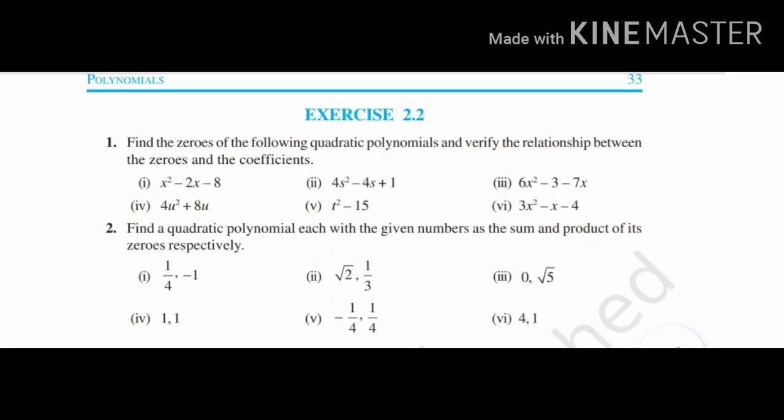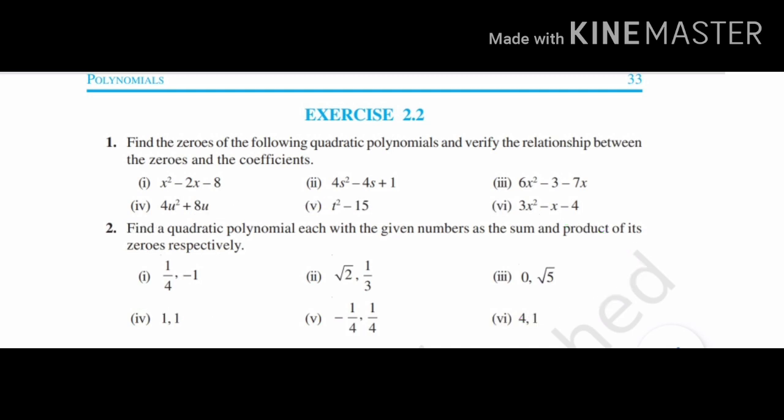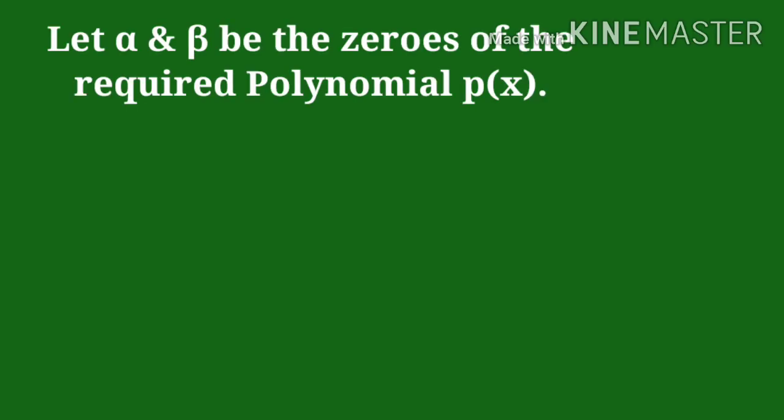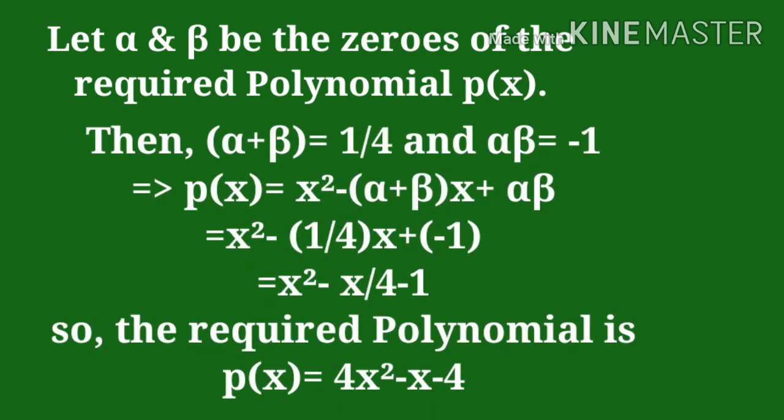In the second question, we have to find the polynomial for which the sum and the product of its zeros are given for each. So let us find for number 1. Let alpha and beta be the zeros of the required polynomial p(x). Then we have alpha plus beta, that is the sum of zeros, as 1 by 4, and alpha into beta, that is the product of zeros, as minus 1.